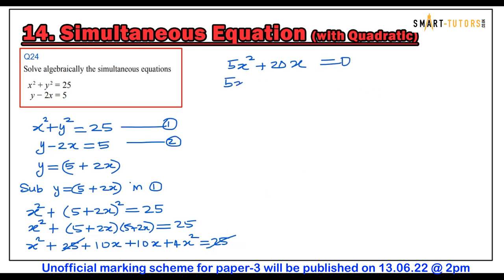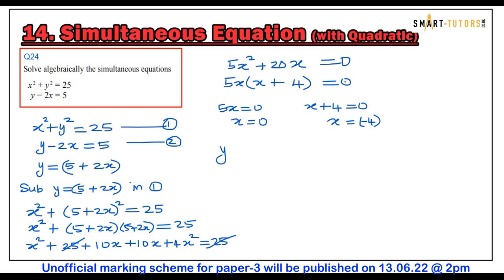So you can factorize 5x out, so x plus 4 equals 0. So 5x can be 0, x equals 0, x plus 4 can be 0, x equals minus 4. So there are two possible answers: x equals 0 and x equals minus 4. Take the linear equation y equals 5 plus 2x. If you put x equals 0, you will get y equals 5, right? So x equals 0, y equals 5 is a pair of answers.